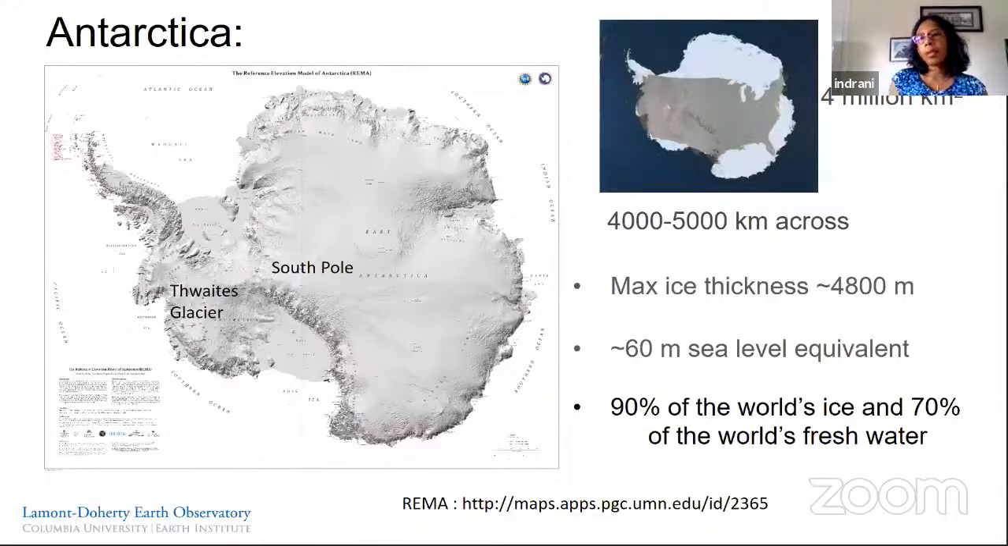It's around 4,000 to 5,000 kilometers across. It's quite big. And before I go to the maximum ice thickness, I want to show the main areas.